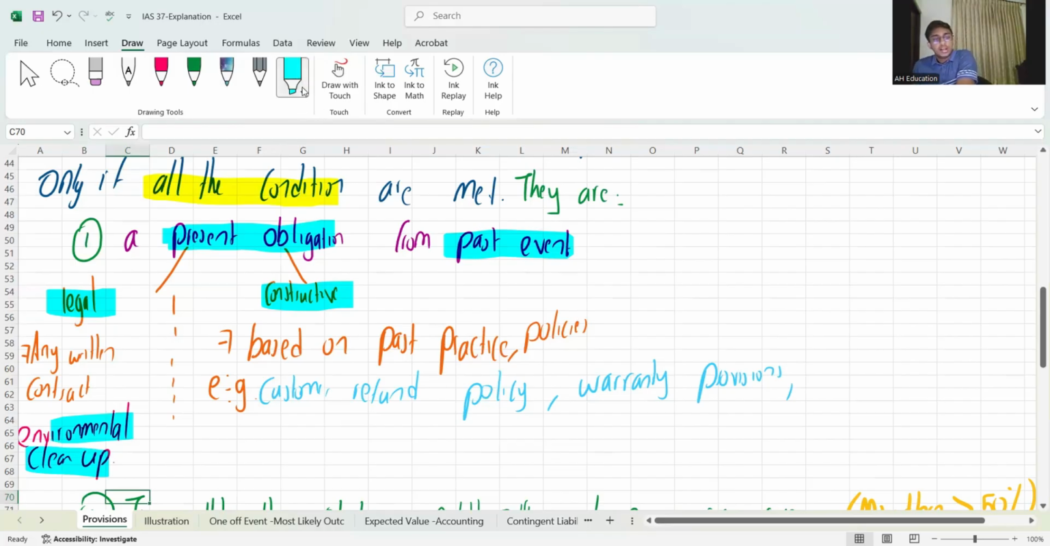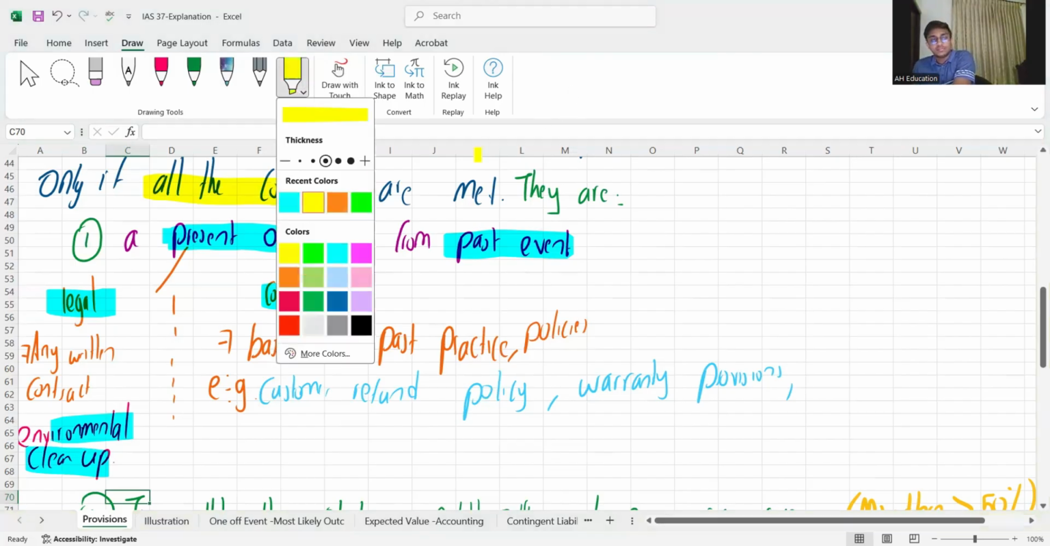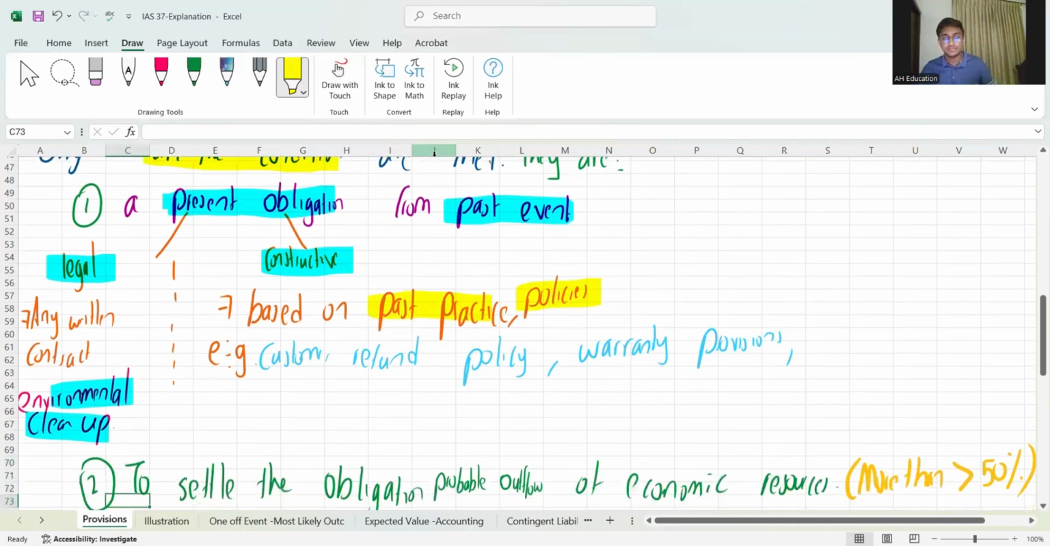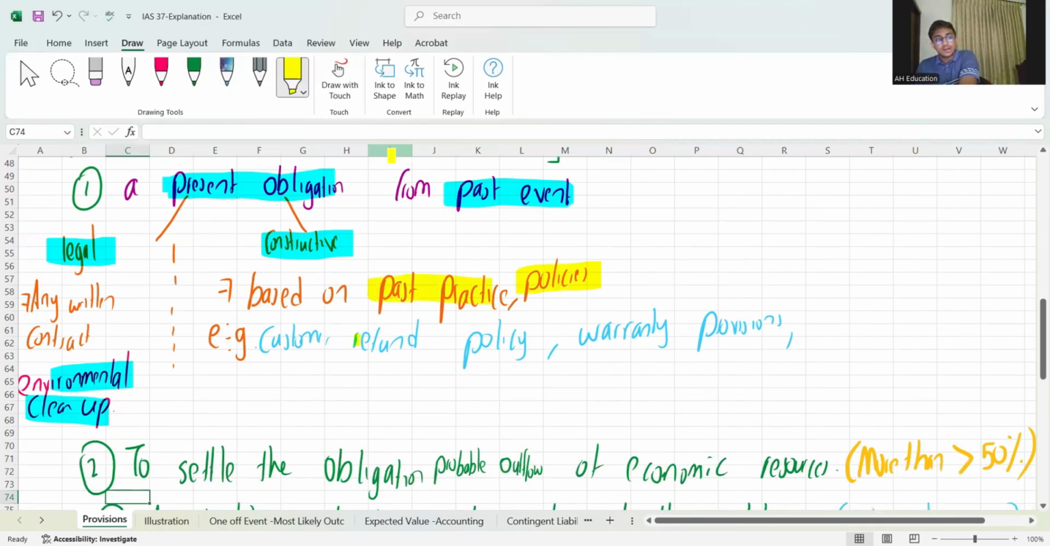Okay, in terms of constructive obligation, what I mean is we are not signing anything. Okay, I'm not signing anything on paper, neither am I required by law to do it. But these arise because of your business's past practice or policies. Now, for an example, see, there is something called refunds. You all would have known when you are purchasing anything from any outlet.